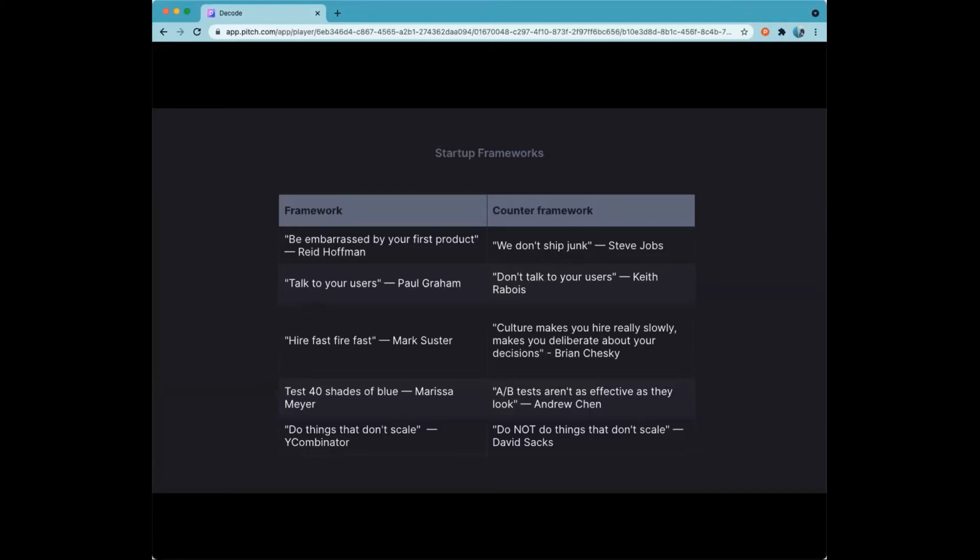And then YC's famous mantra: do things that don't scale in the beginning. And David Sacks, a super successful founder and investor in pretty much all these unicorns, says not to do things that don't scale. So who's right, who's wrong? That's the question.